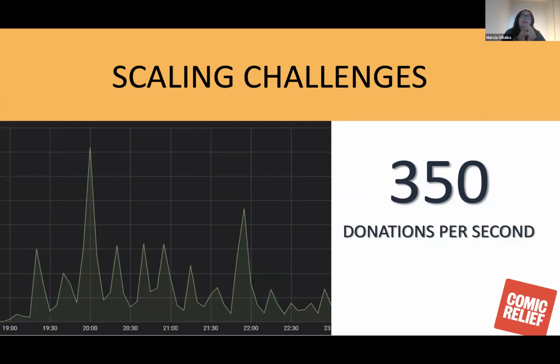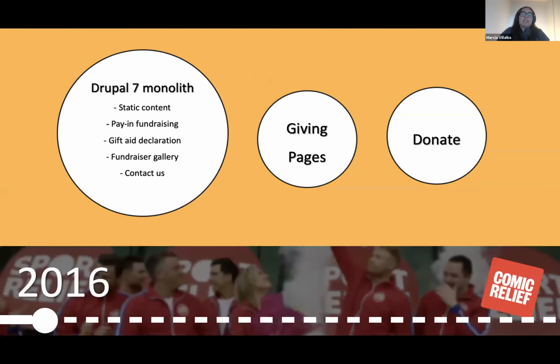And if they fail here, they also will lose the trust of the audience that are watching, and the audience might not want to donate. So by 2016, they started thinking of migrating. They started more or less at the same time that we did. And this was the architecture they had.